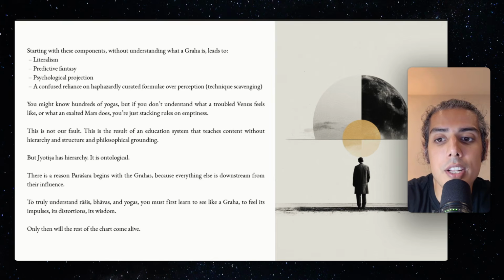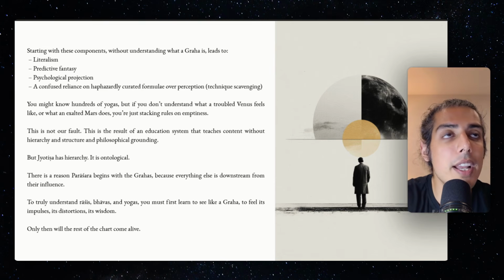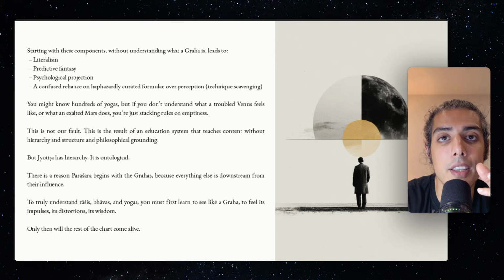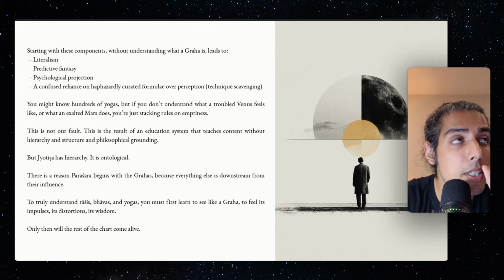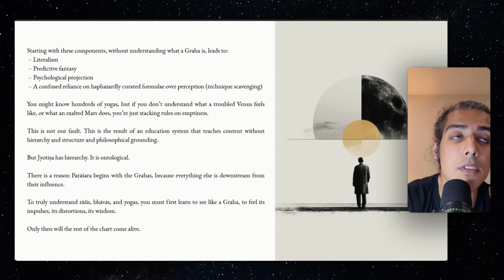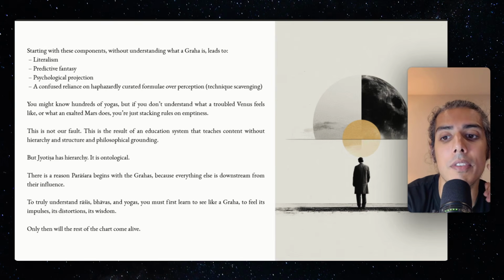To truly understand Rashis, Bhavas, Yogas, you must first learn to just focus on Grahas for the longest time, to feel their impulses, their distortions, their wisdom, to recognize them within your experience, speech patterns, everything. Just graha orientation has to be there for the longest time. And that in and of itself is a technique. If you can see reality as graha principle at work, the dynamic interaction, then the natural relationships of the grahas, that in and of itself will teach you more Jyotish than anything you'll do after that. Only then will the rest of the chart come alive.